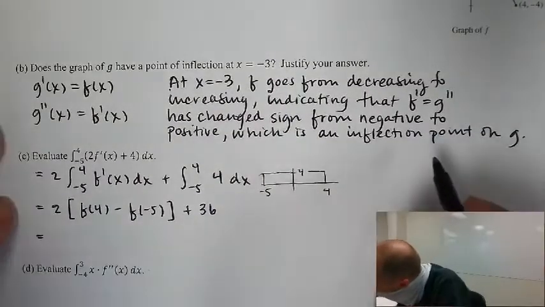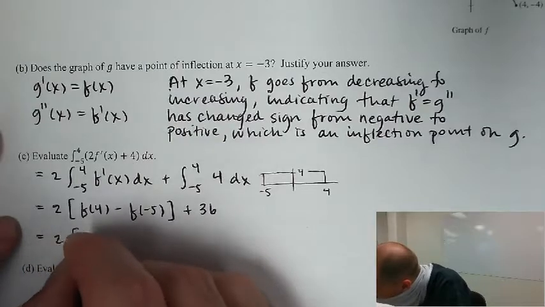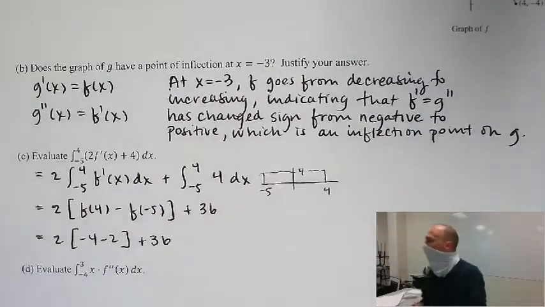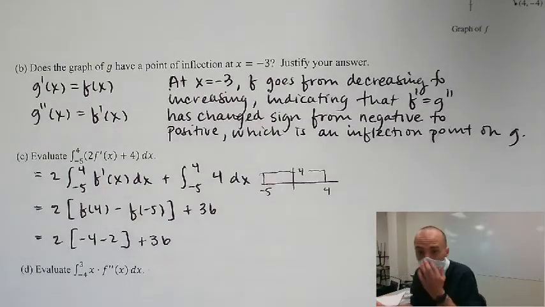So I need to actually figure out what f of 4 and f of -5 are. So that's -4 and 2. And I'm going to just leave it like that. I'll work this in pink off to the side.